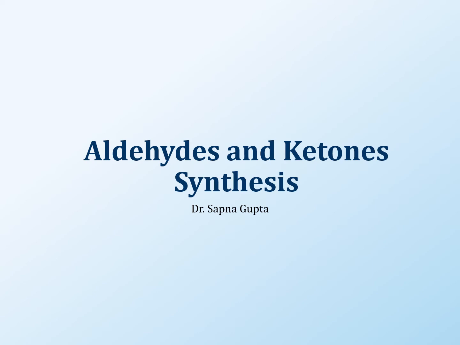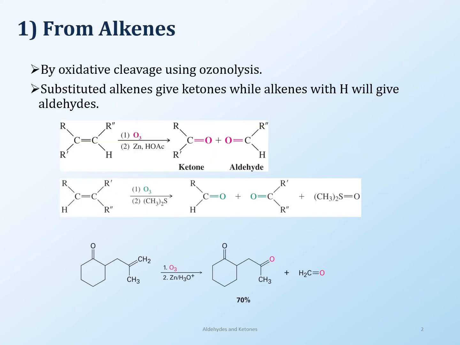Now for the synthesis of aldehydes and ketones, you will see as we are going through, you have done a lot of them before. Let's start from alkenes, okay? In alkenes, you've done this by taking an alkene and cleaving it with ozone. When you take an alkene which is substituted, then you get a ketone. If it is not completely substituted, then you get an aldehyde, okay? So that's how it works.